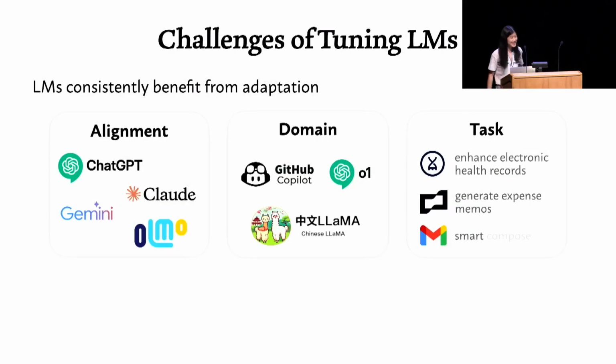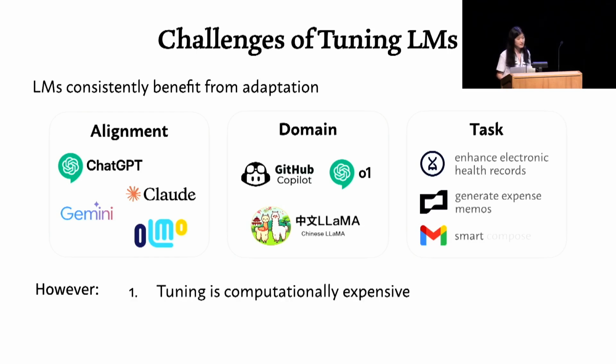Okay. Today, it's very rare to interface directly with pre-trained only language models. Instead, language models consistently benefit from adaptation to their intended use case. These kinds of adaptation include alignment, domain adaptation, as well as task-specific fine-tuning. However, it's not always easy to fine-tune language models for two reasons.